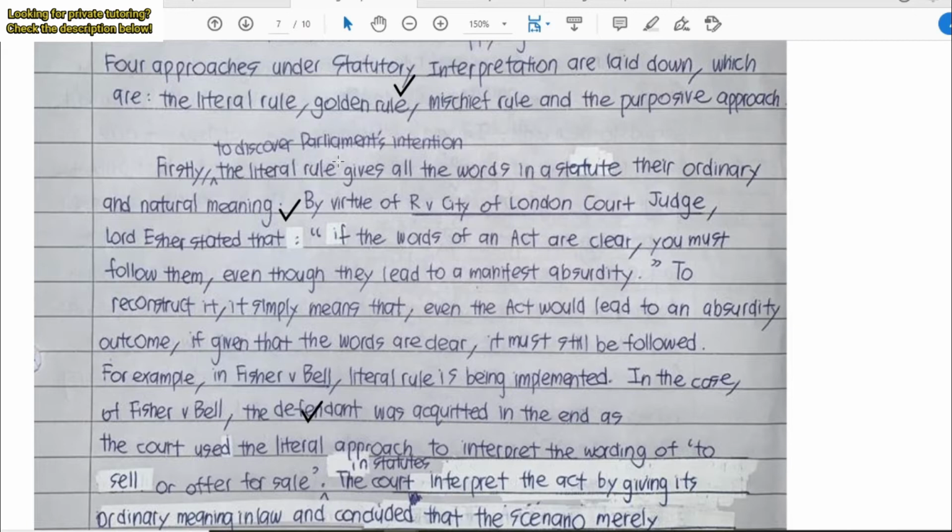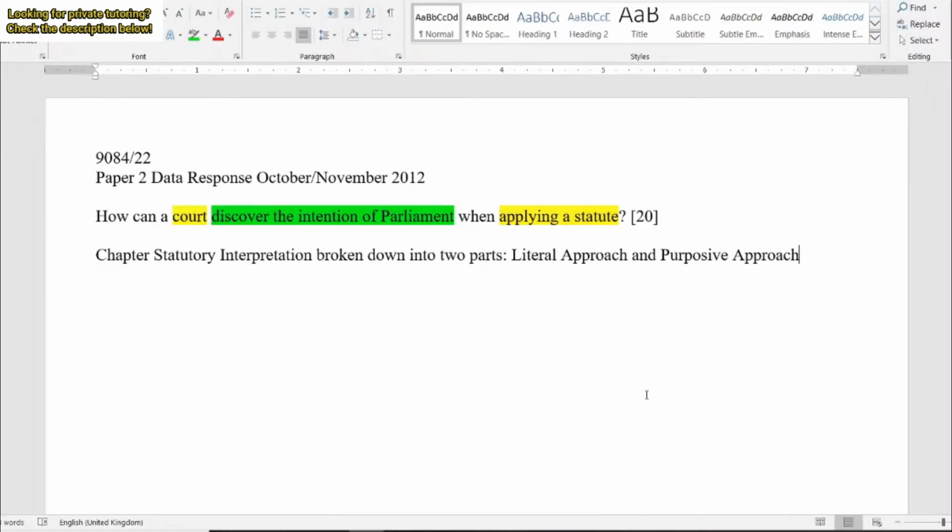And then if you look at it closer, you probably realize that it is only from that part onwards that this phrase here, the intention of parliament, or discover parliament's intention, actually appears. So before that, when you are doing the literal approach, it doesn't actually appear at all. So please, this is the first thing that you all need to take note of.